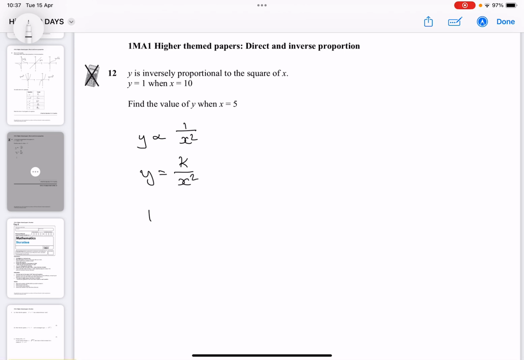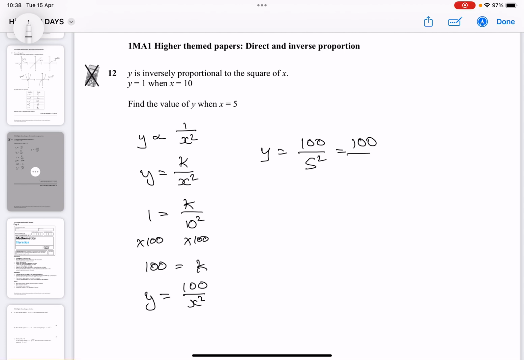Y is 1 when x is 10. So I've got to divide by 100, so I'm going to times by 100, times by 100. So k equals 100. So y equals 100 over x squared. Find the value of y when x equals 5. Y equals 100 divided by 5 squared, which is 100 over 25, which is 4. There we go. Good. That's the last.